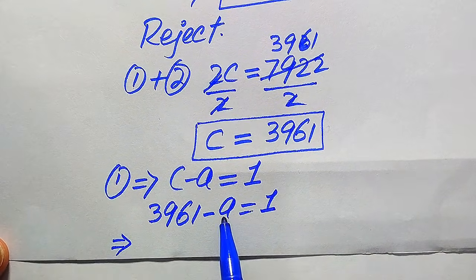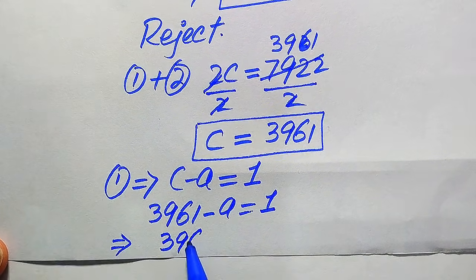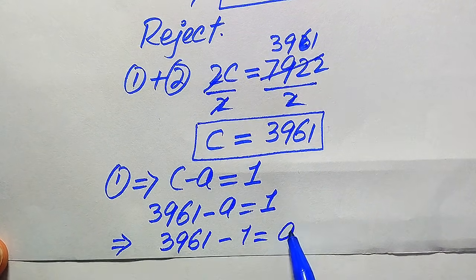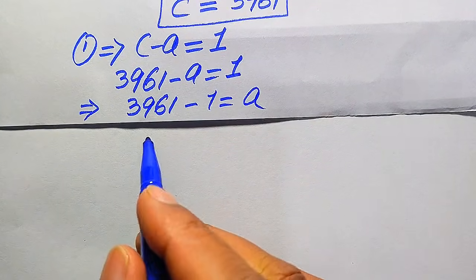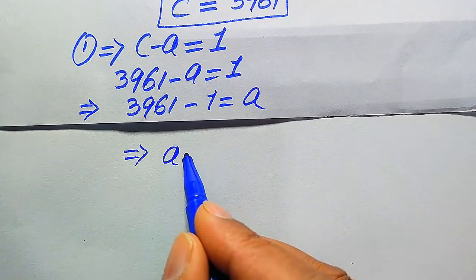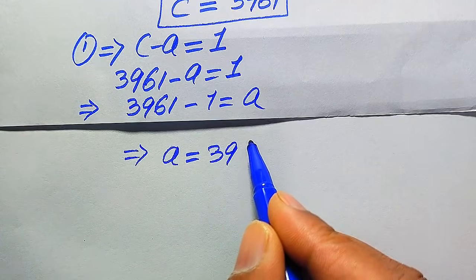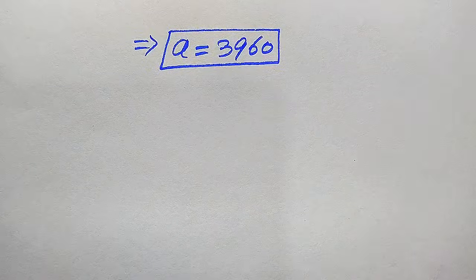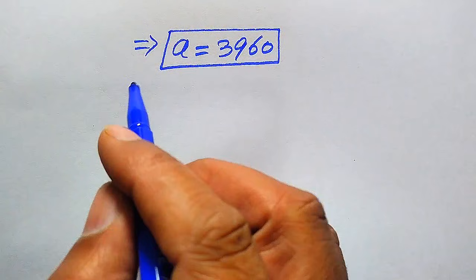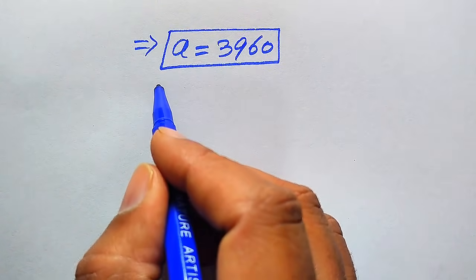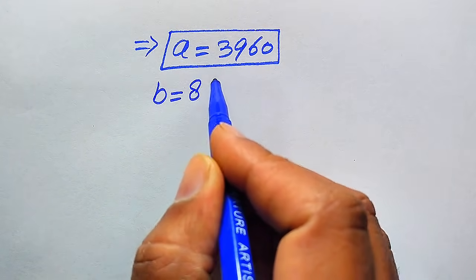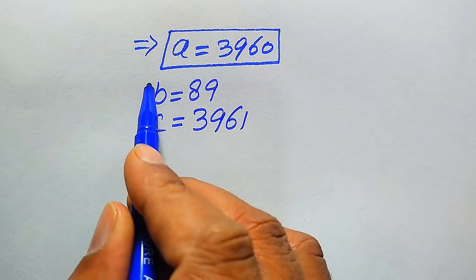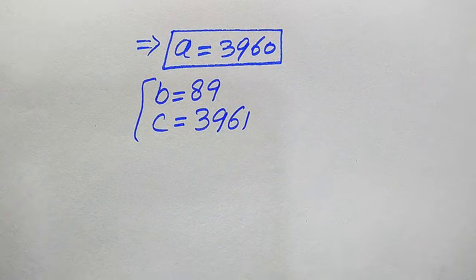Here we move minus a to the right hand side and 1 to the left hand side. It becomes 3961 minus 1 equals a. And from here we easily get the value of a equals 3960. So this is the value of a. So finally we get all three side lengths. The value of a is this one, the value of b is given, it is 89, and the value of c is 3961. These are the three side lengths of the given triangle.